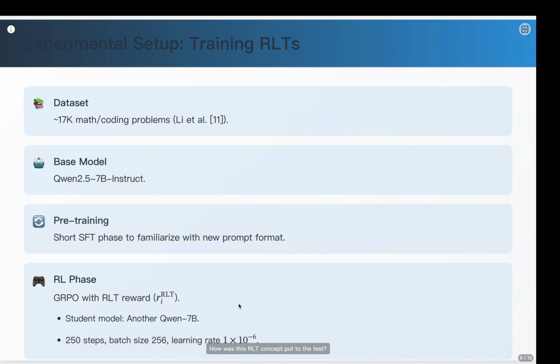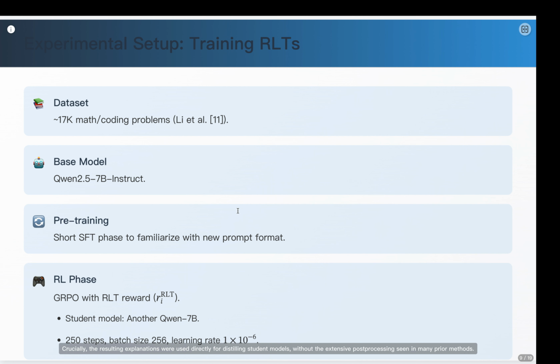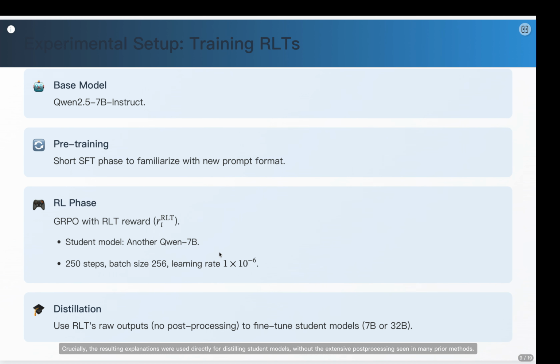How was this RLT concept put to the test? The authors trained their 7 billion parameter RLTs on a dataset of approximately 17,000 math and coding problems. They started with a 7 billion parameter Qwen model, performed a brief supervised fine-tuning to get it accustomed to the new teaching format, and then applied the RLT training objective, using another 7 billion parameter model as the student for reward calculation. Crucially, the resulting explanations were used directly for distilling student models without the extensive post-processing seen in many prior methods. What might be the implications of this direct use of raw outputs?